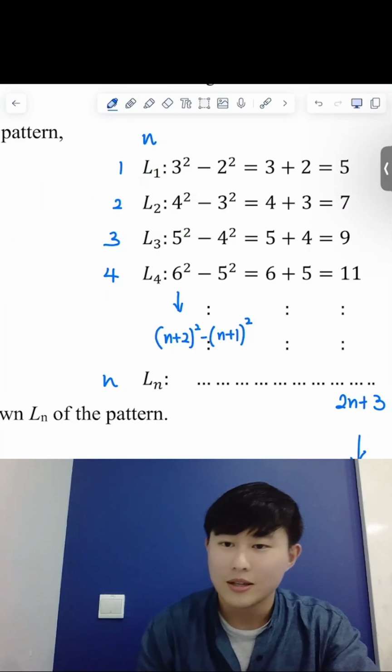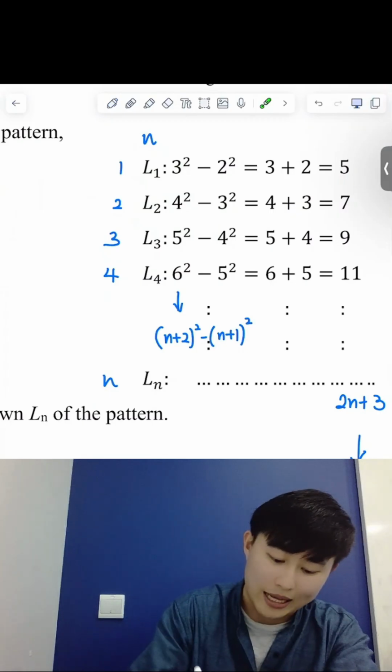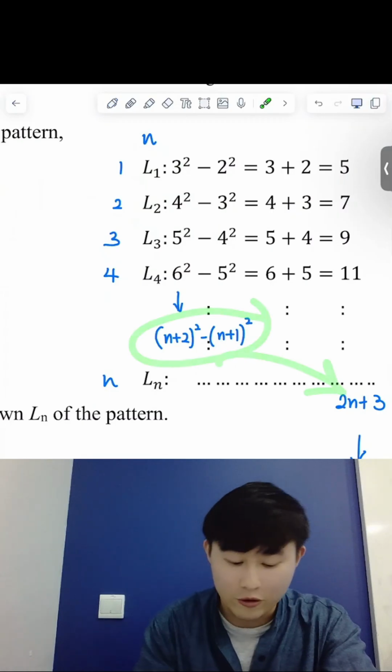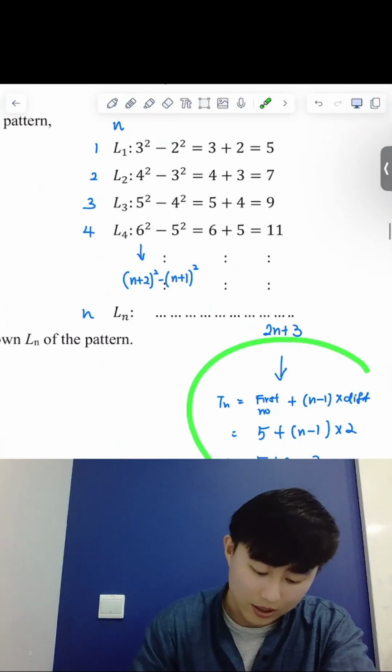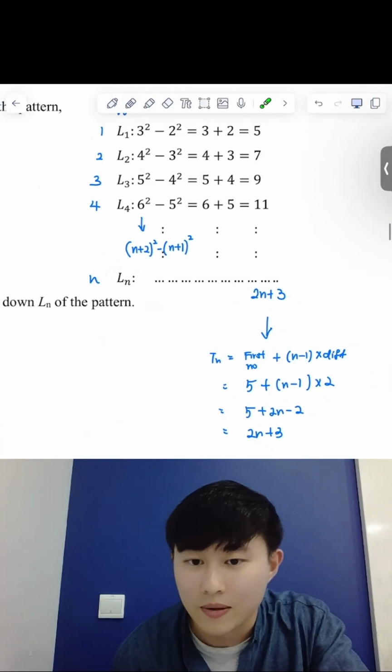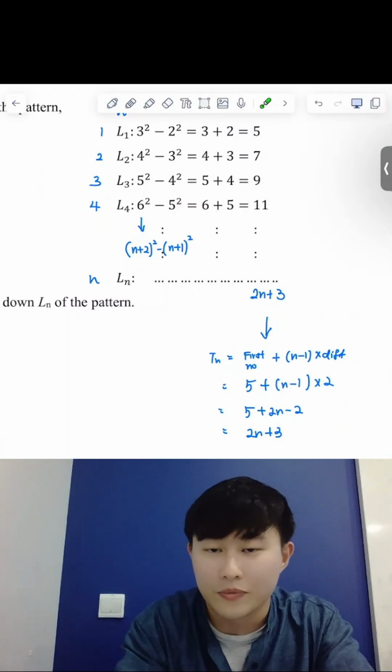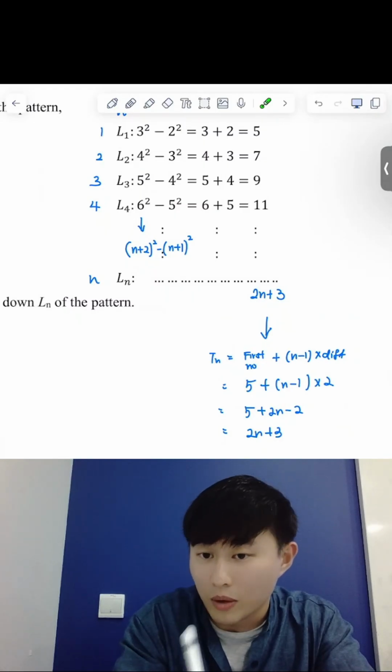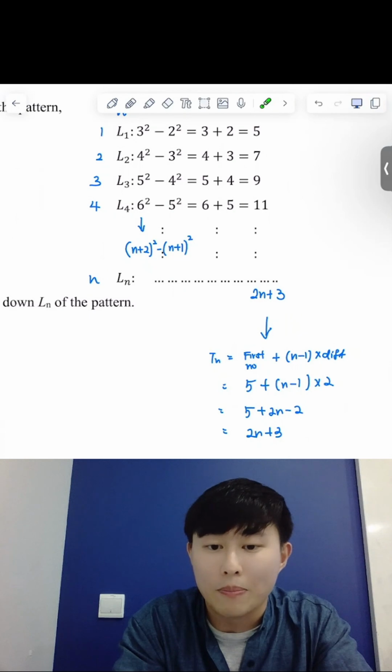Okay, so this is the formula. You can then later on go and expand it. You can go and get this. If not, you can use your constant difference formula to get the answer, which is 2. You can use your constant difference formula for patterns, and then that is 2n plus 3.